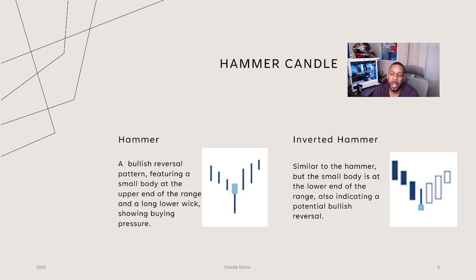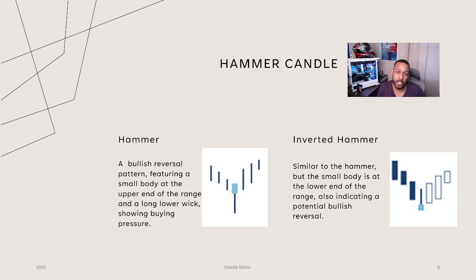So a hammer candle. A hammer candle is like a bullish reversal pattern. In this case, you'll have a bunch of bearish candles on your left, and then you'll see a hammer candle show up. There's no wick on the top, but there's a long wick on the bottom, because when price opened, it went down and then came up, and at the top, it closed without a wick. So then you end up with a hammer.